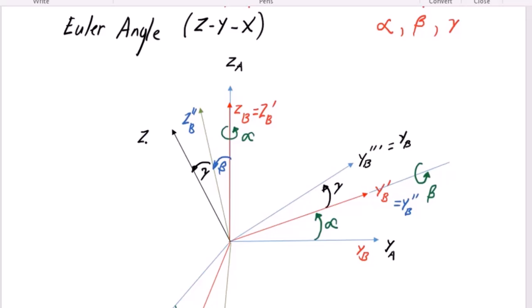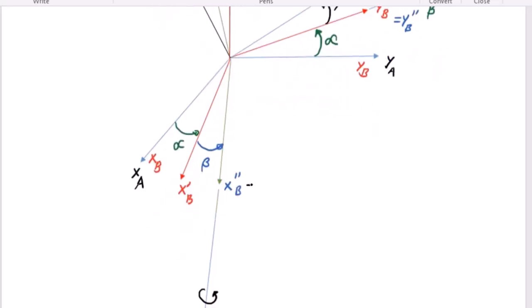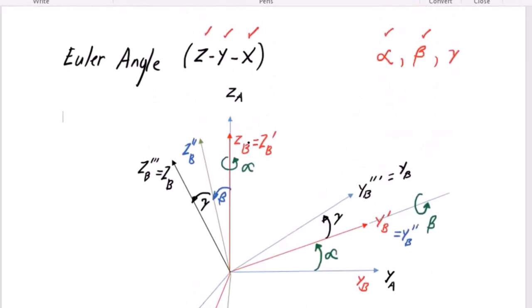And this is our ZB triple prime. Since this is the last rotation that took place, this is our ZB, the final ZB. And also, this one, our XB triple prime, since this is our last, this is our XB, the last position of the XB from the original position. So what you have witnessed is the Euler angle representation.